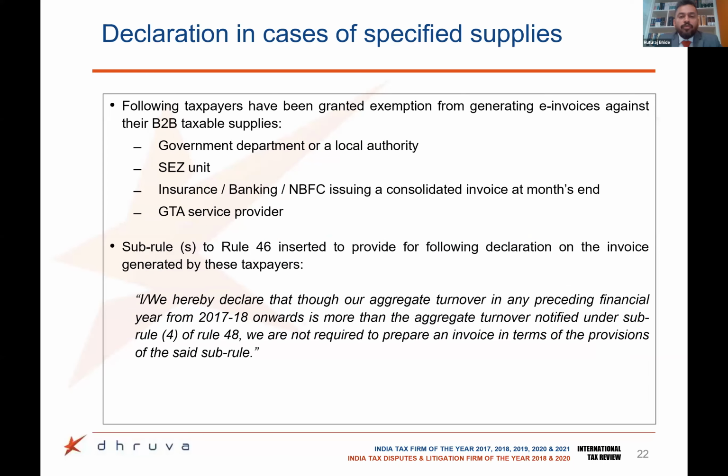Moving to the next set of amendments, which are more procedural, but will in a way have a big impact as far as ERP or the manner of invoice printing is concerned. This is applicable for all companies who have turnover beyond the e-invoicing threshold, but are not required to generate e-invoices because of the type of their business or organization. So for example, SEZ units, GTA service providers, insurance and banking companies are some of the taxpayers who are not required to issue e-invoices irrespective of their turnover.